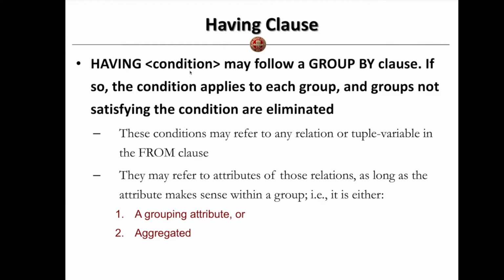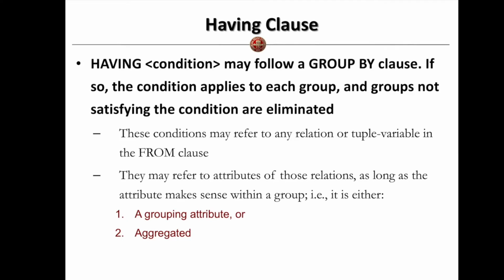For the having with some conditions, this condition may refer to any relation or tuple variables in the from clause, and they may also refer to attributes of these relations as long as the attribute makes sense within a group. It can be either a grouping attribute or aggregated. So also be careful when writing the having conditions. For the attributes appearing in the conditions, you also have some restrictions.